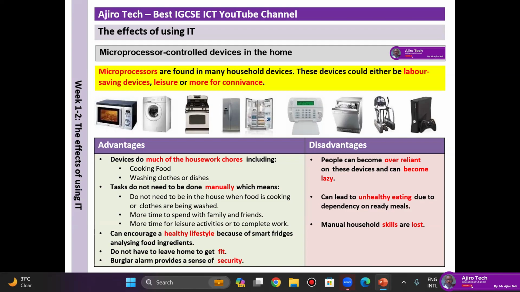You don't have to stay at home even when your clothes are being washed. Just put them in your automatic washing machine, and what happens? You set it in such a way that it does the washing for you, and you're good to go.